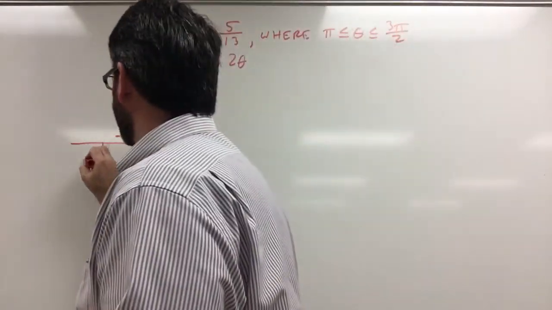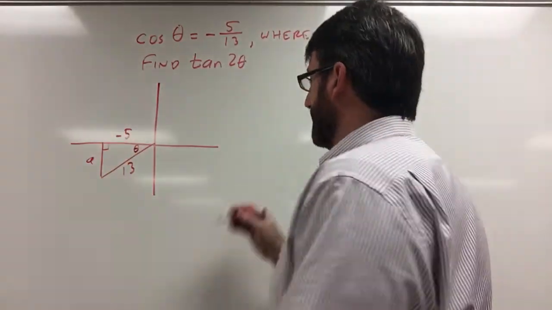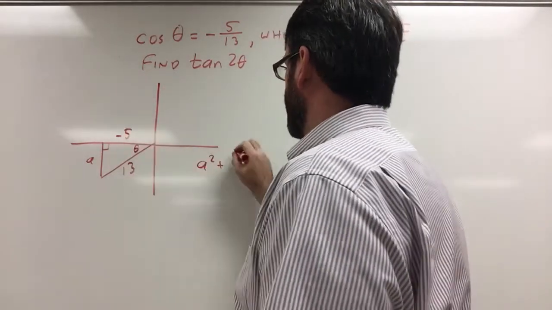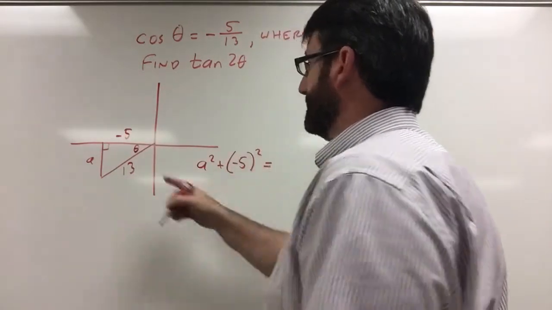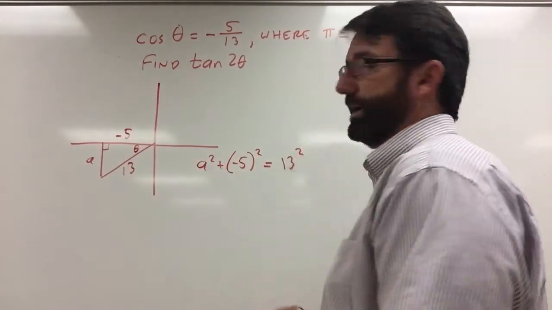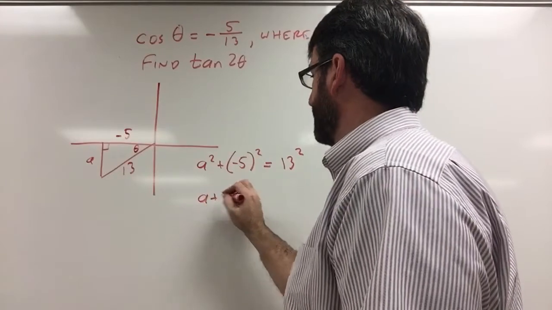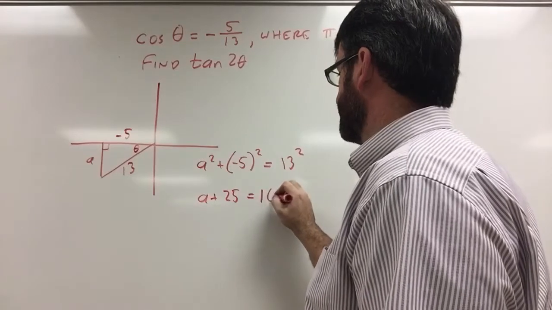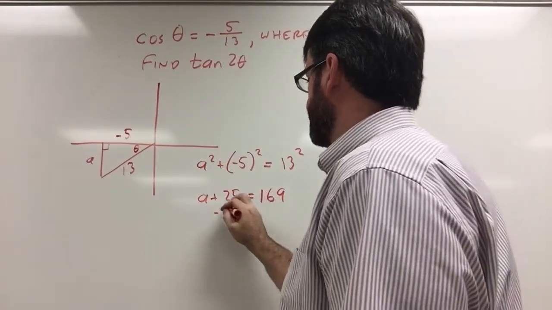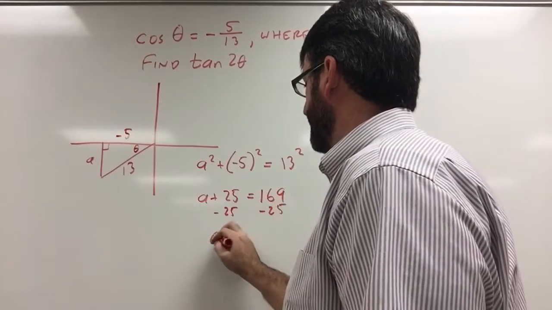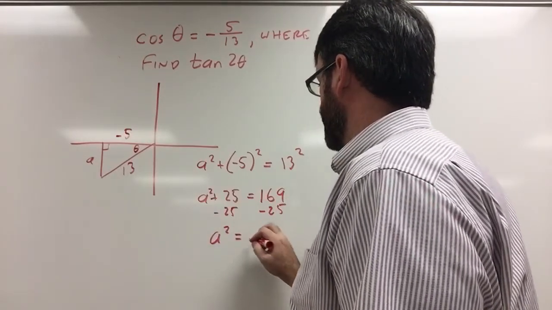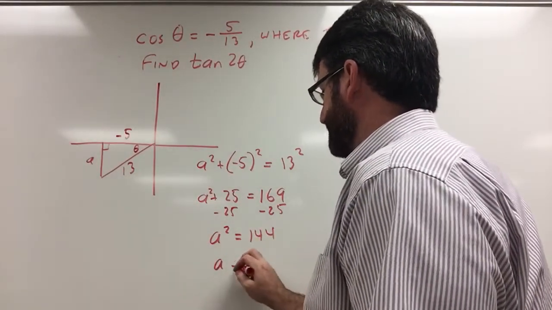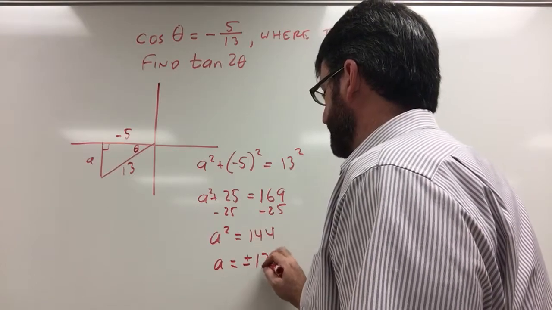Now what we need to do is find this side. Let's call it a. And we're going to use the Pythagorean Theorem to do that. So a squared plus b, -5, squared is equal to c, 13 squared. So a squared plus -5 squared, which is 25, equals 13 squared, which is 169. Let's subtract 25 from both sides. A squared is equal to 144. And so if we take the square root of both sides, a is equal to ±12.